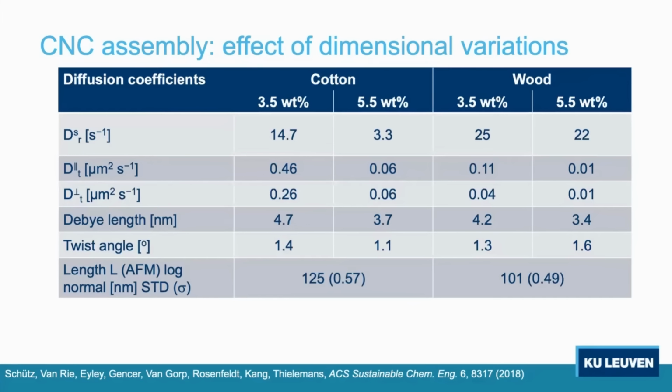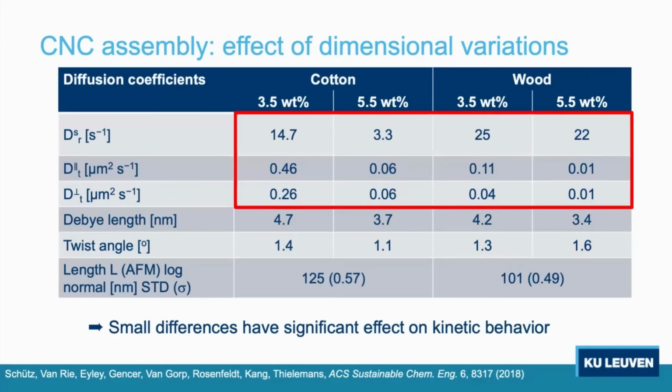But also, if you look in more detail at the diffusion coefficients of these CNCs, this is the rotational diffusion coefficient, which we can measure via light scattering. This is the translational diffusion coefficient along the length of the CNCs. This is the translational one perpendicular to the length axis of the CNCs. You see that even though the particle lengths are relatively similar, the effect on the rotational and translational diffusion coefficients is very, very large.